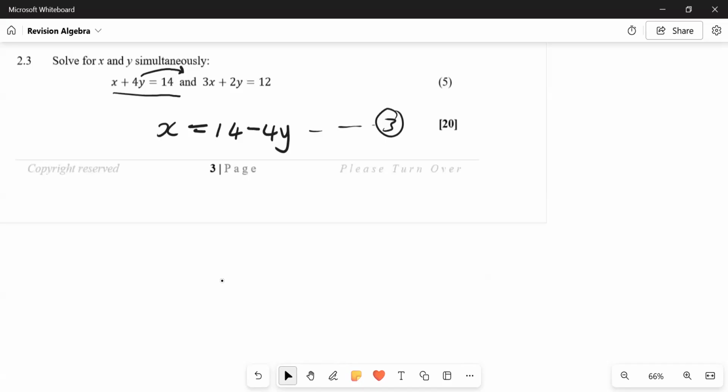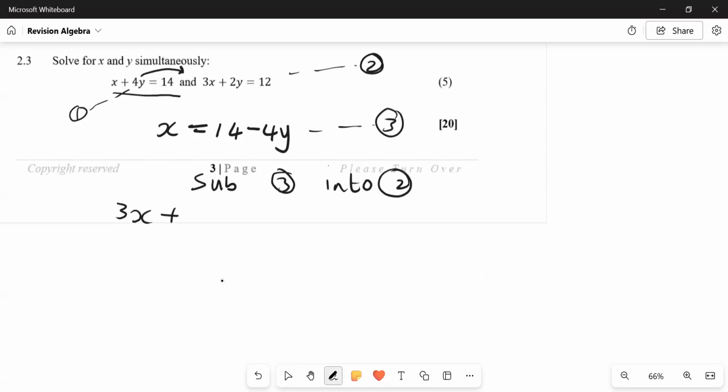And then from there, now we have to substitute equation 3 into equation, let's label this as equation 2, and then this one is equation 1. So into equation 2. So what is our equation 2? We have your 3x plus 2y equals to 12. Now, in place of x, we substitute 14 minus 4y.